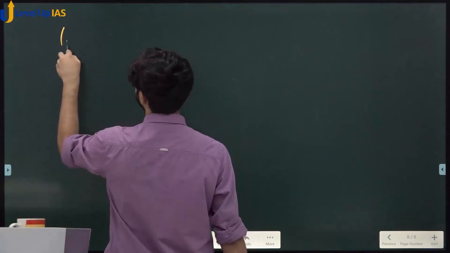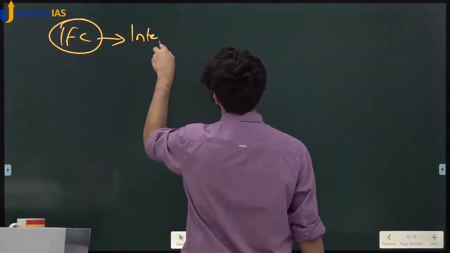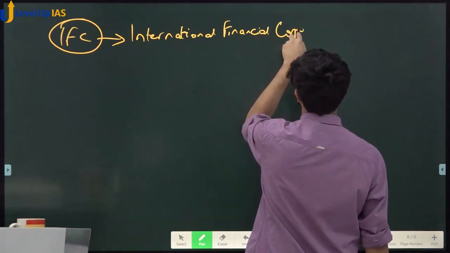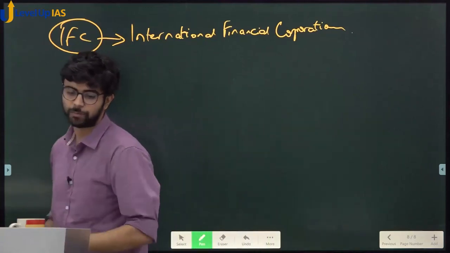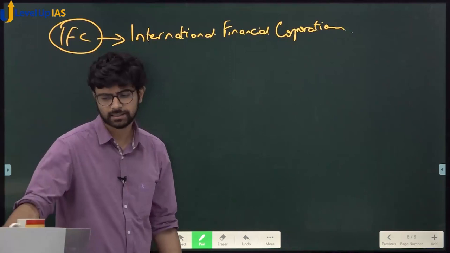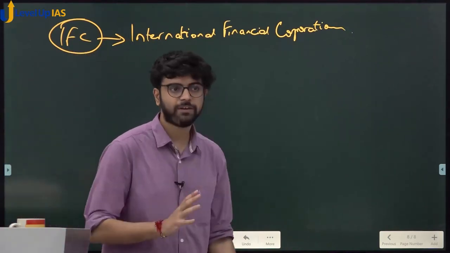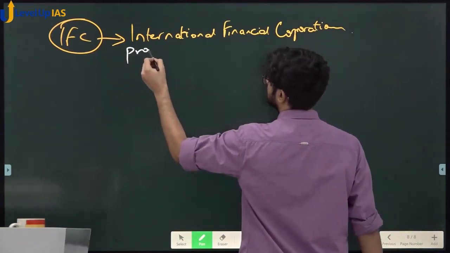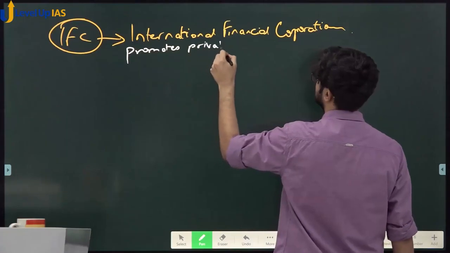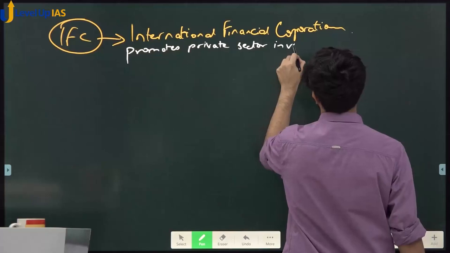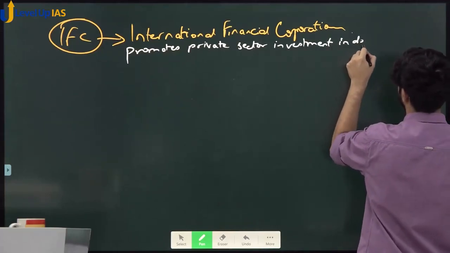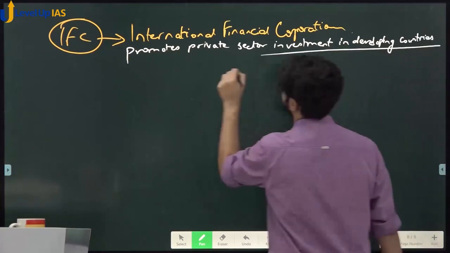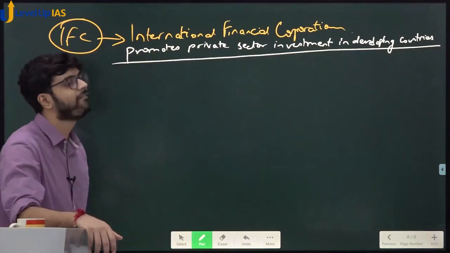Very quickly, we'll complete this chapter within next 10-15 minutes. IFC का full form is International Financial Corporation. Is it a part of World Bank Group? Yes, it is a part of World Bank Group. ठीक है, I'll write the objective, main objective why this was created. See this. Promotes private sector development and private sector investment in developing countries.